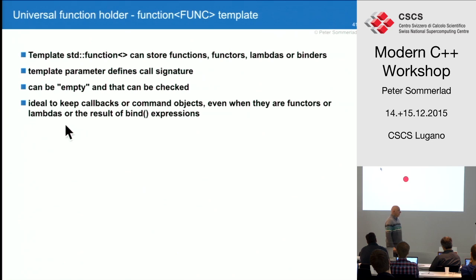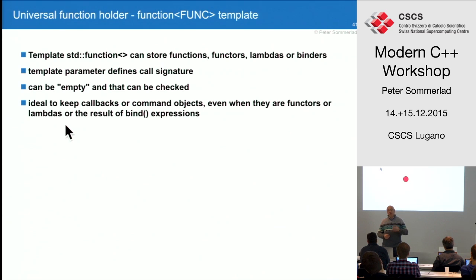So what can you use it for? For example, if you do reactive programming, you can use std function to store callbacks that you later call whenever an event gets triggered. And you can also exchange the callbacks because you can exchange the function objects. Another thing that function is doing, you can keep the results of so-called bind expressions, and we come to that in a minute, or you can keep lambdas there.